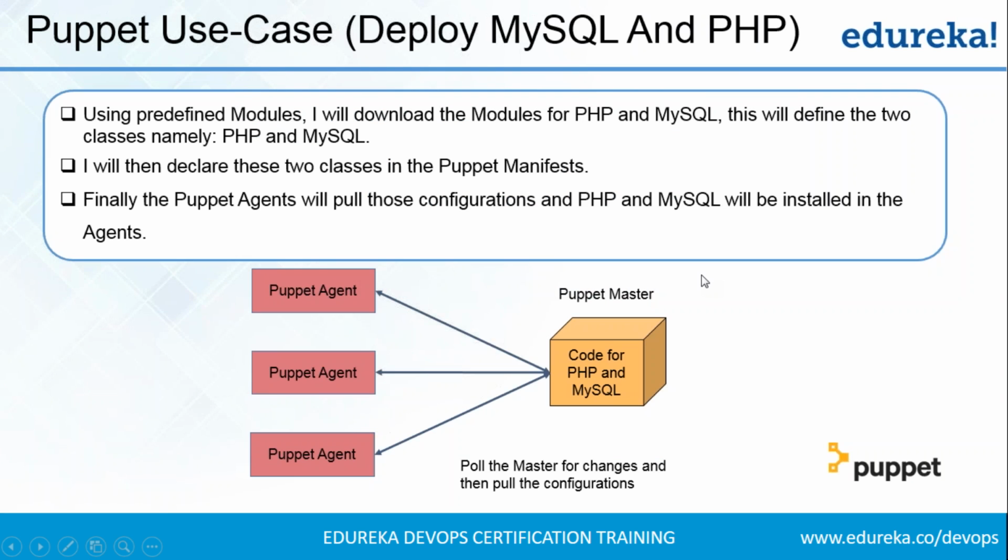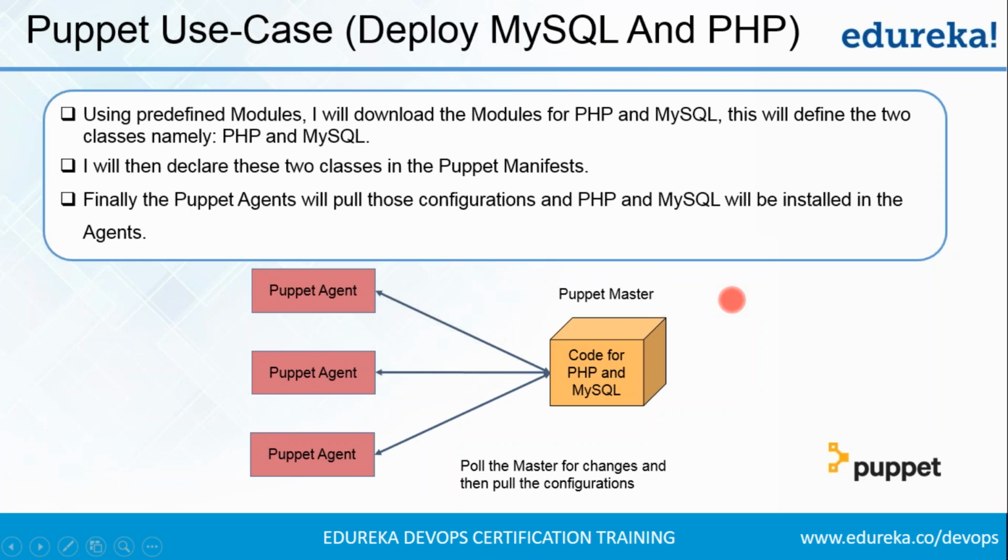So what we are going to do in today's session is deploy MySQL and PHP using Puppet. For that, I'll first download the predefined modules for MySQL and PHP that are there in the Puppet Forge, all right? Those modules will actually define the two classes, that is PHP and MySQL. Now, you cannot deploy the class directly onto the nodes. So what you need to do in the Puppet manifest is declare those classes.